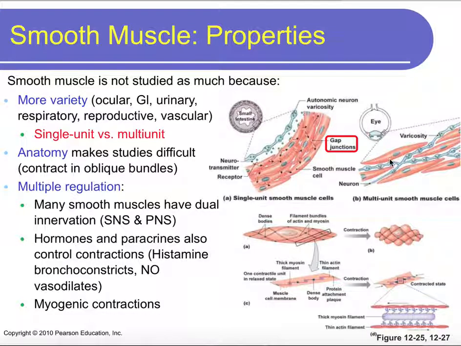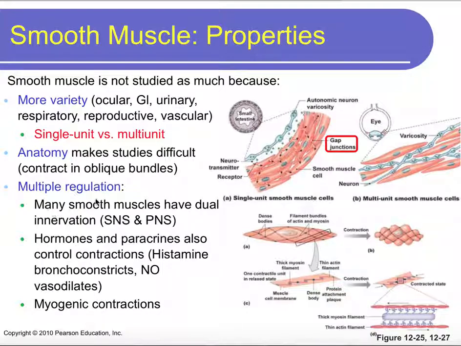Over here in the eye, there are no gap junctions, so these are known as multi-unit. So if you want to activate these muscles, you have to activate them individually. Also, anatomically, it makes it a little bit more difficult to study because they contract in this big old blob. Unlike our skeletal muscle, which is long, thin, rod looking, and the contraction is pretty neat, notice it's not the case here. So it's a little bit more difficult to study.